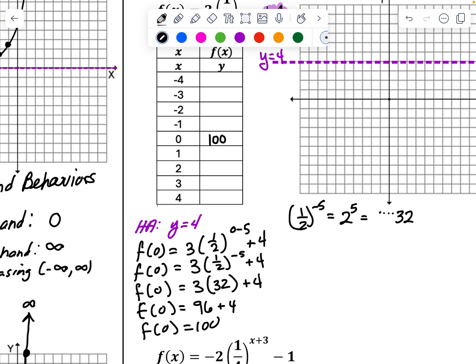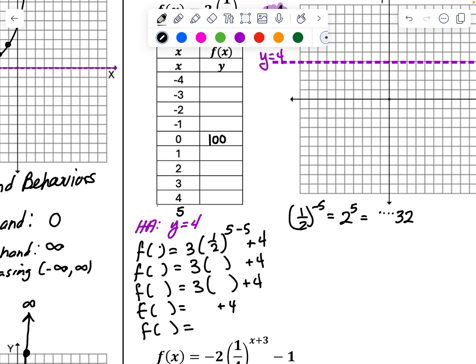Okay, so let's do this. What if we let x equal negative 5? Let's say let x equal negative 5. Look, I don't even have negative 5 on the table. Let's put it on the table. Negative 5. Oh, let's not do negative 5. Let's do 5. Sorry. We don't have 5 on the table. Let's put 5 on the table. Let's let x equal 5.